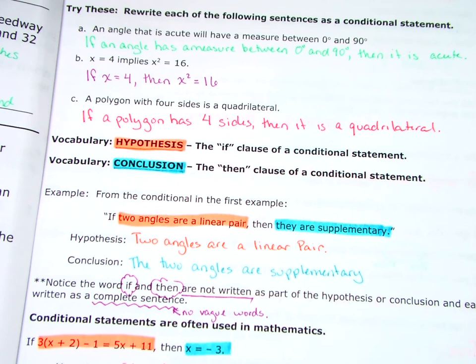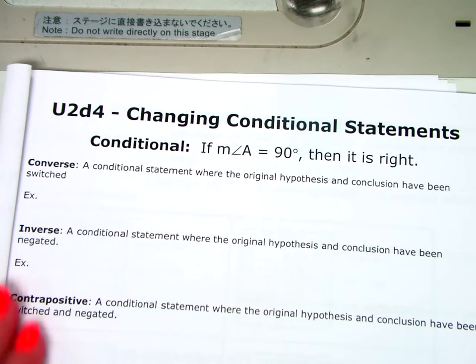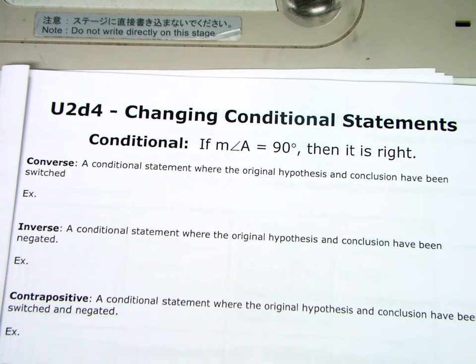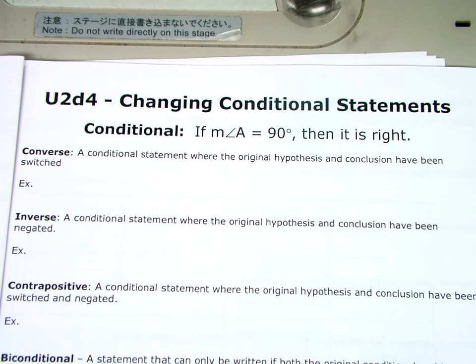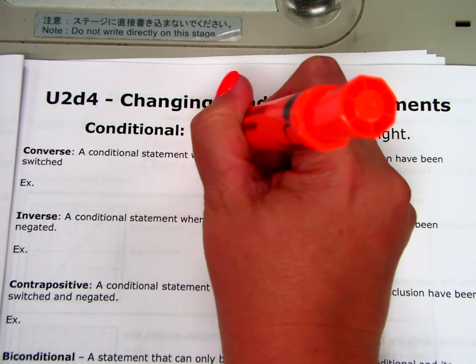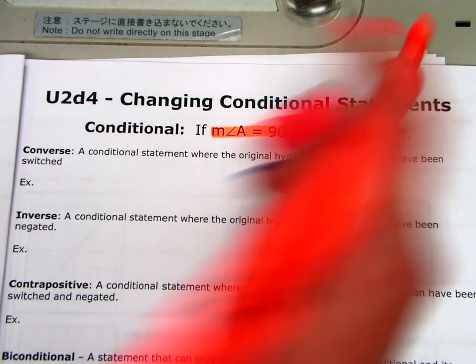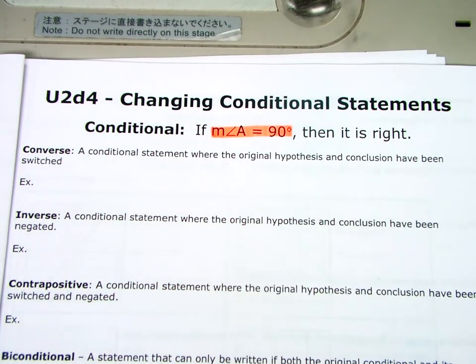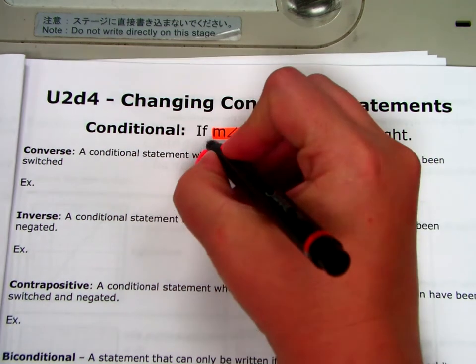Thank you. All right. So, knowing that review from Friday, today we're going to change conditional statements. So the conditional I'm going to work with first to introduce 4 new vocabulary words is: if the measure of angle A equals 90 degrees, then it is right. What is my hypothesis here? The measure of angle A is 90 degrees. Okay, so that's my hypothesis.